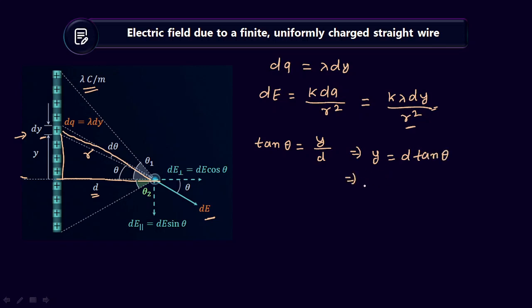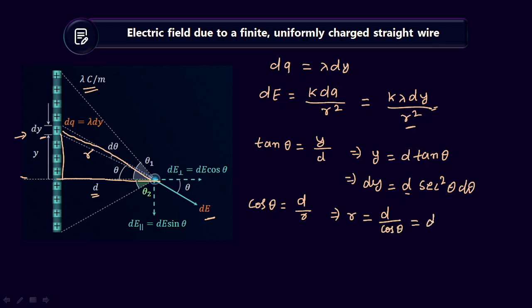Now if we do the differentiation, we can write dy, which will be equal to d, which is constant here, times the derivative of tan theta, which is sec square theta d theta, right? So we got dy in terms of d and theta. Similarly, if we consider cos theta from the same triangle, cos theta will be equal to d by r. So from here r will be equal to d upon cos theta, or we can write it as d sec theta, right?